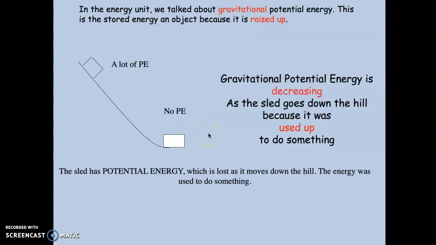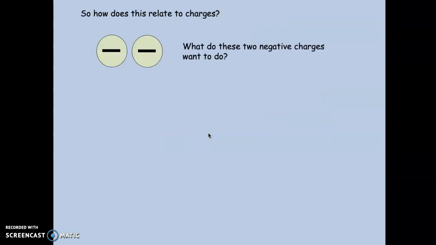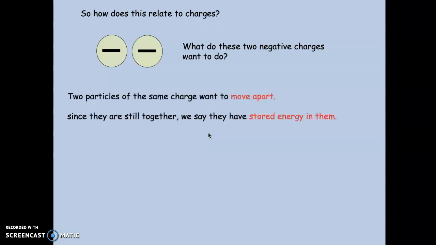And the same idea is true of charge as well. There's chemical potential energy that is used to move electrons. So how does this relate to charges? That's what we're just talking about here. What do these two negative charges want to do? They want to move away from each other, right? So there's some stored energy.